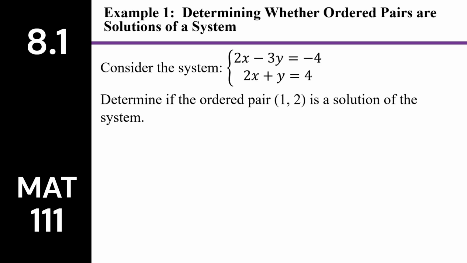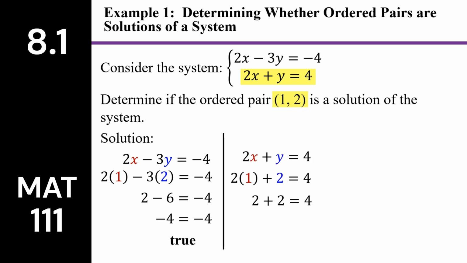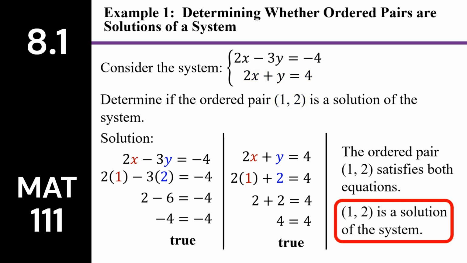In example 1, we have a system of two equations with two unknowns, and we have an ordered pair that we want to check to see if it's a solution. So we substitute this ordered pair into the first equation, and then we simplify, and that gives us a true statement. So now we'll look at the second equation. We substitute, and we simplify, and we get, again, a true statement. This tells us that our ordered pair satisfies both equations, and therefore it's a solution to the system.